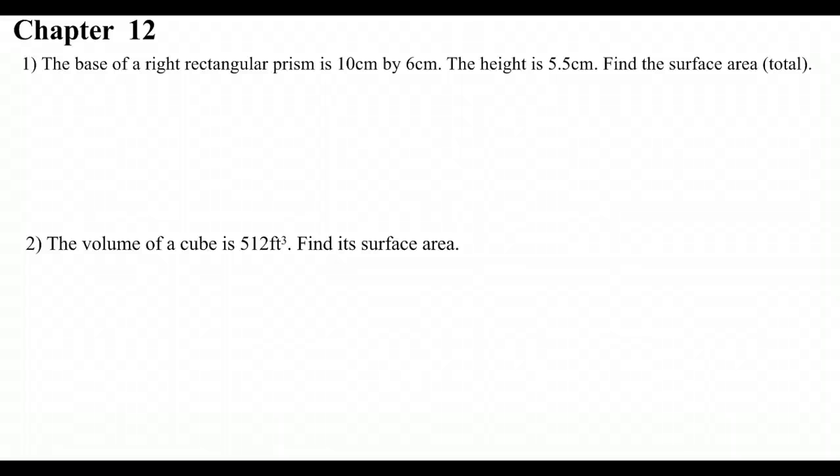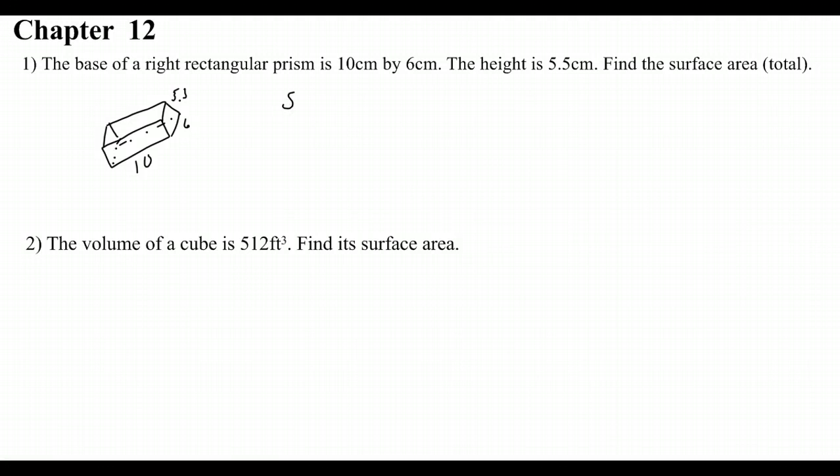Chapter 12 is about surface area and volume. We'll begin with surface area. The base of a right rectangular prism is 10 by 6 and the height is 5.5. So we have this right rectangular prism that has a base that is 10 by 6 and a height of 5.5.